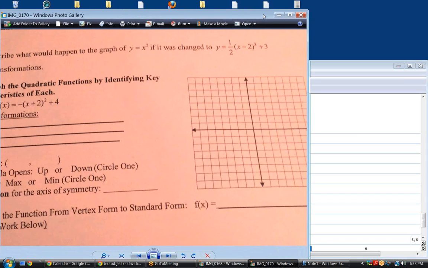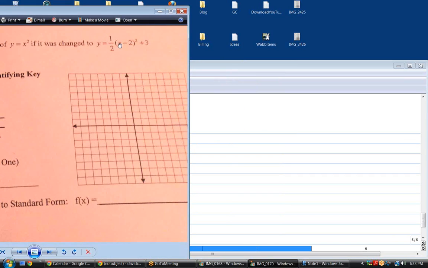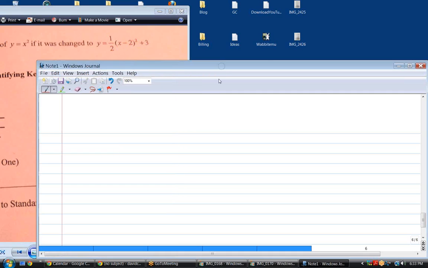In other words, we're looking at y equals 1/2 times x minus 2 quantity squared plus 3. What are the 3 transformations that are taking place with that? There's a vertical shift up by 3. Okay. That's 1. Takes care of that. What's the consequences of this x minus 2? Is that a horizontal shift by negative 2 to the left? Okay. It's a horizontal shift by 2, and it's to the right.